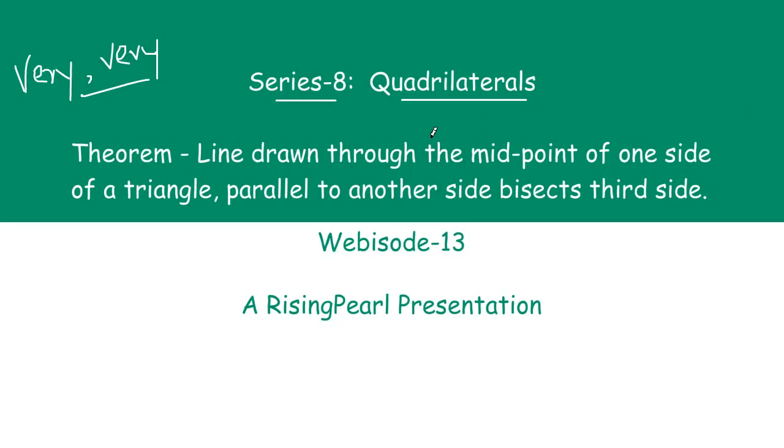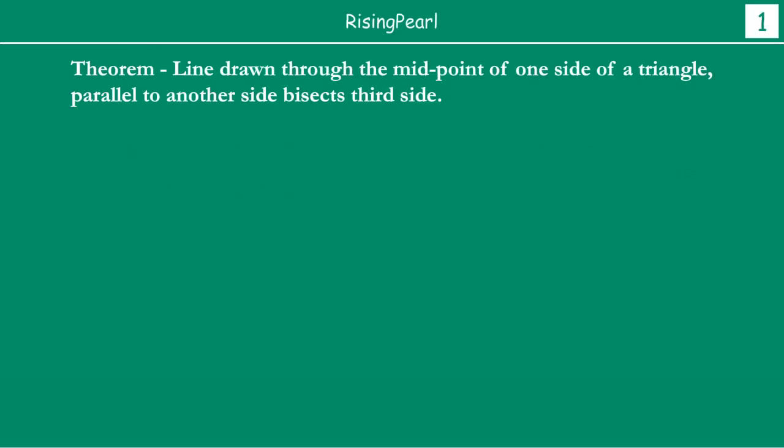So dosto, why are we discussing a triangle in a series where we are mainly discussing quadrilaterals? We are going to find out. Now, pehle let us understand the theorem in more detail. A line drawn through the midpoint of one side of a triangle.